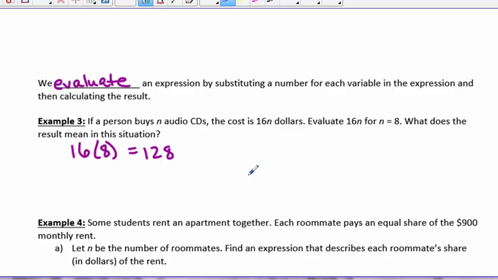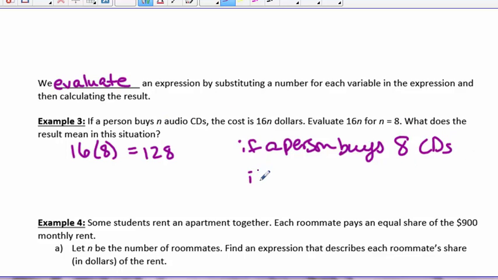And what does this mean? So again, I need to explain what both the 8 and the 128 mean. So this means that if a person buys, so the person is going to buy N CDs. So it's going to be N is 8, buys 8 CDs. The cost is the result of 16N, so the cost is $128.